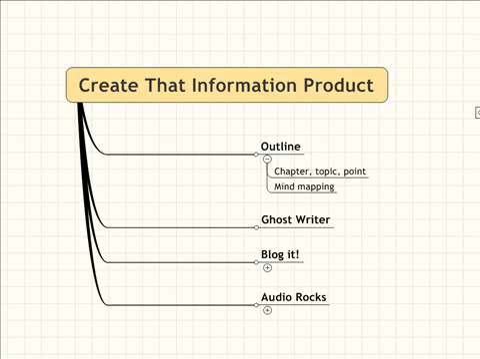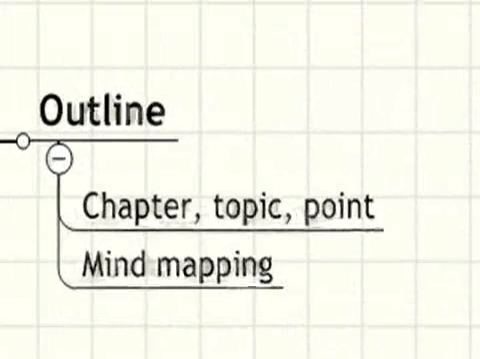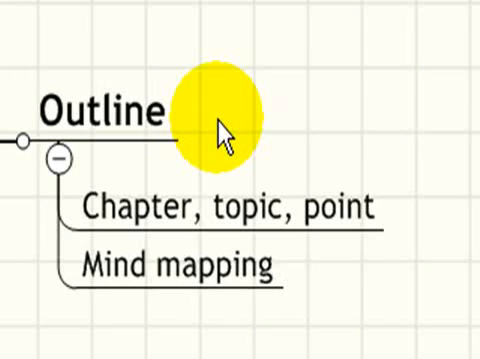But let's say you've decided to do a more comprehensive coverage of a topic. So in this case, it's crucial to get really organized. The first thing you want to do is create a detailed outline. Now you can do this in a normal word processor and just follow the typical chapter, topic, point outline style that you might see in a table of contents for a book.